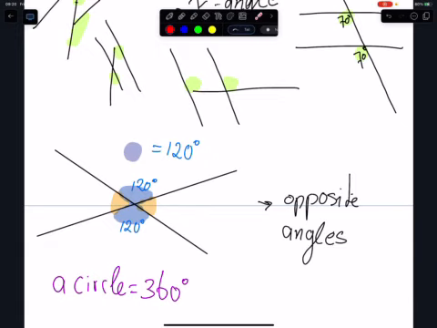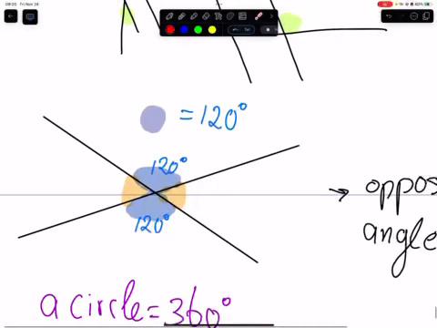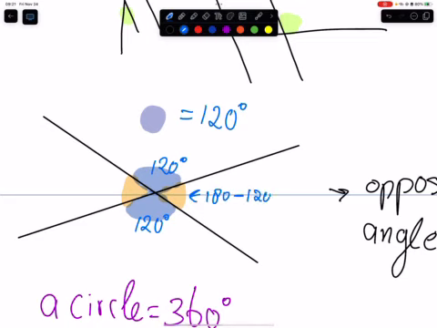You can figure out the other colors in two different ways. One way, you say this is 180 degrees because it's a stretched line. So the orange part is 180 subtract 120. So it's 60 degrees. That's one way of doing it.